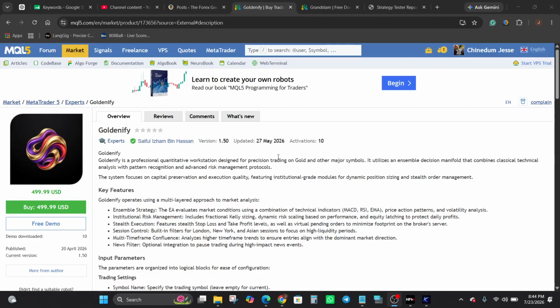Okay, so looking here at the MQL5 Marketplace listing, Goldenify is currently priced at $499.99 US with 10 activations sitting on version 1.5. The developer describes Goldenify as a quantitative workstation designed primarily for precision trading on gold, or XAUUSD.